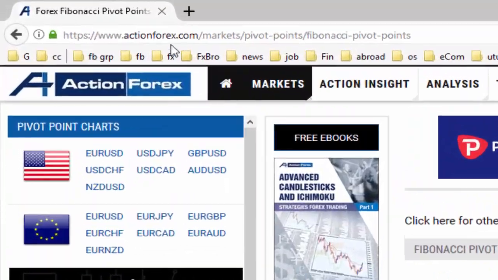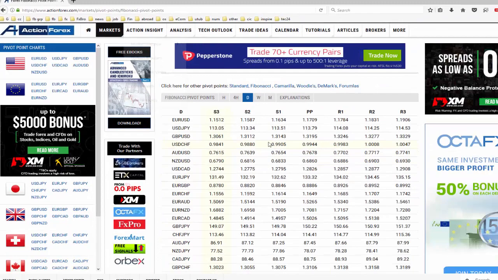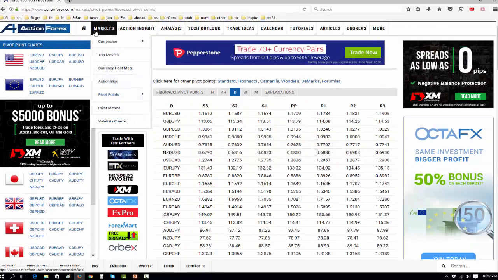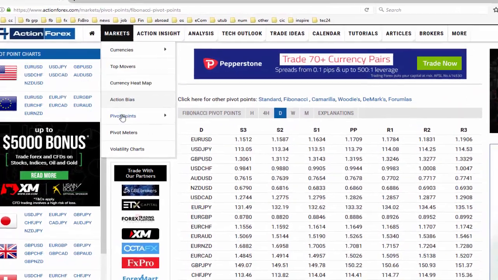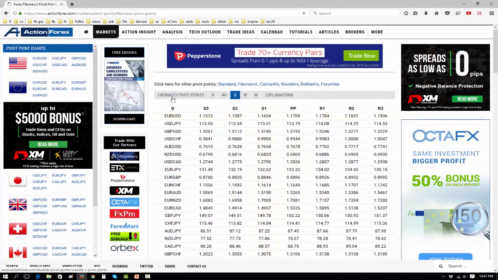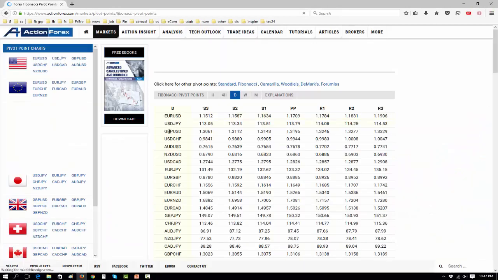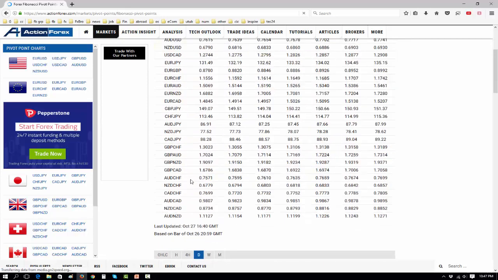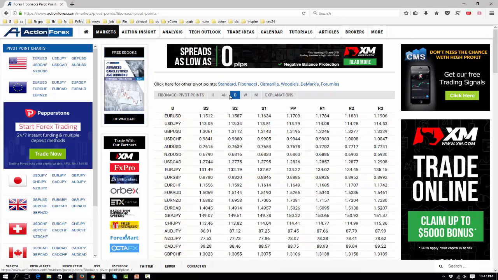There is a website named actionforex.com. They make pivot points for you. For that you go and click on Market, and in this option, Pivot Point, Fibonacci Pivot Point. In this area you can see the EUR/USD pair, USD/JPY and many other pairs, and here you see the support and resistance levels on the D1 chart.